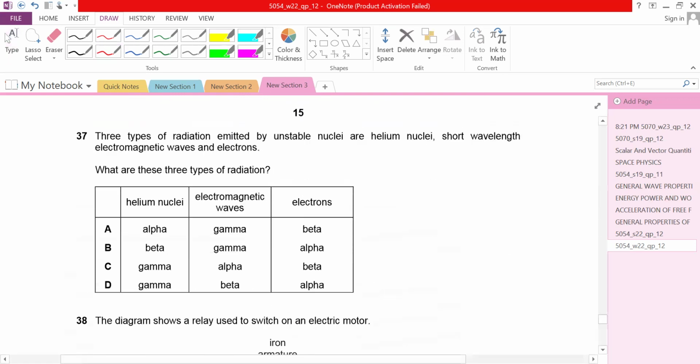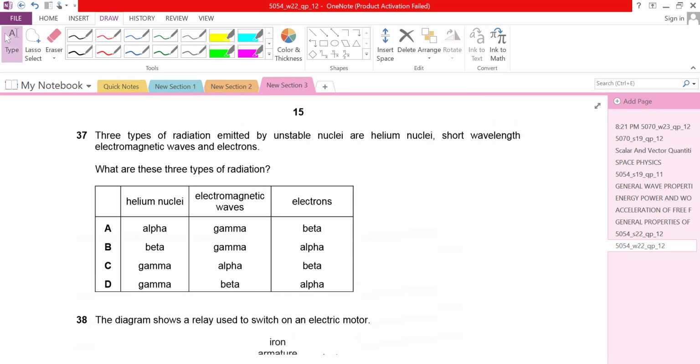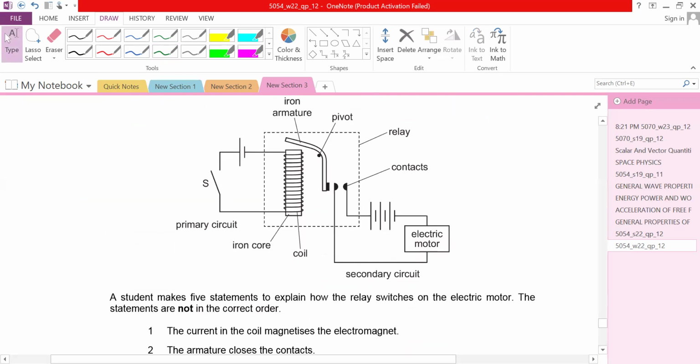In question number 37, three types of radiation are emitted by unstable nuclei. Helium nuclei: we know that helium nuclei are alpha. Then the shortest wavelength electromagnetic wave, and electron. So electron is beta. The shortest wavelength is gamma. Option A is correct for question number 37.